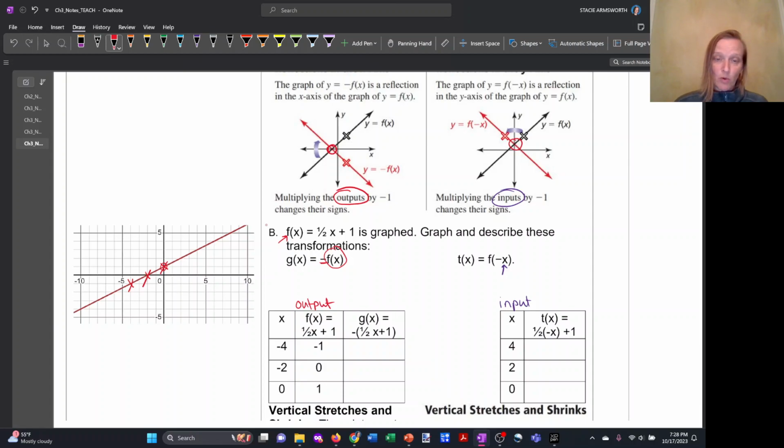So with an input of -4, my output value is now going to be +1. With an input of -2, my output is going to be -0. Well, -1 times 0 is just 0. And with an input of 0, my output value is not going to be 1, it's going to be -1. So I've just taken all of these values and multiplied by -1.